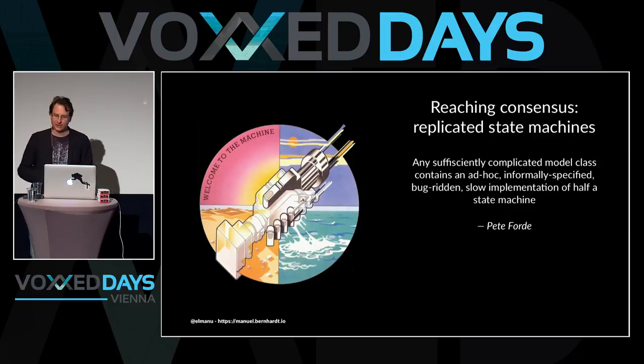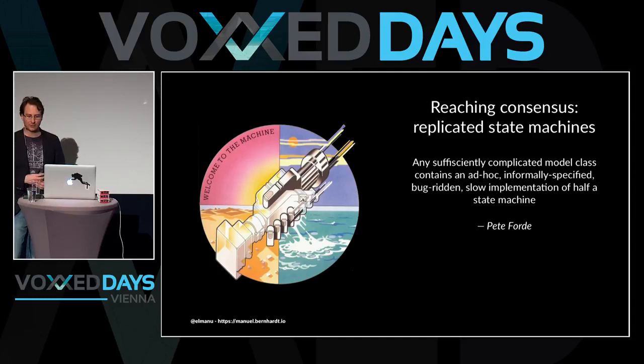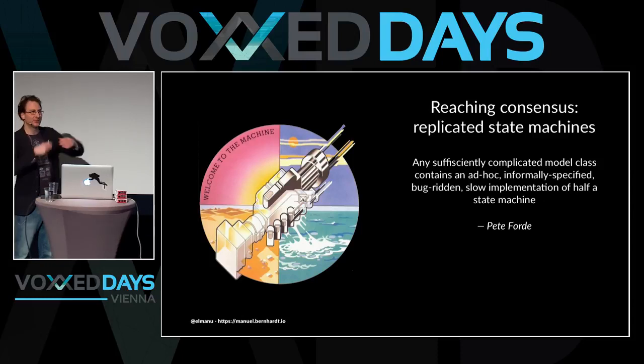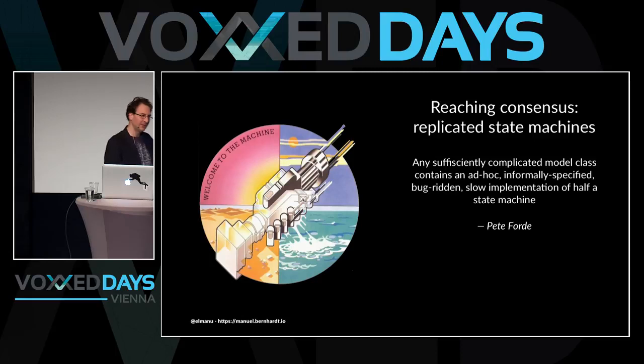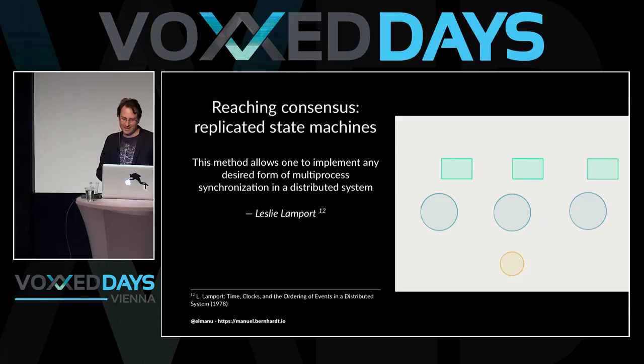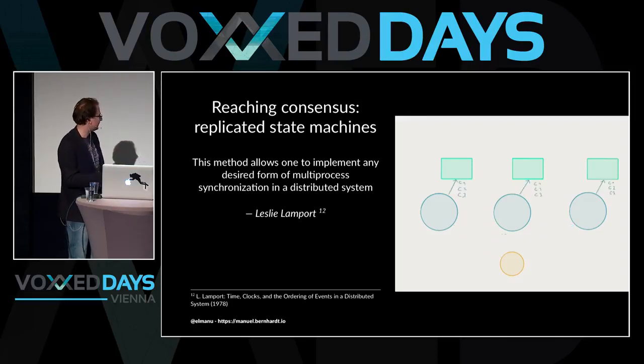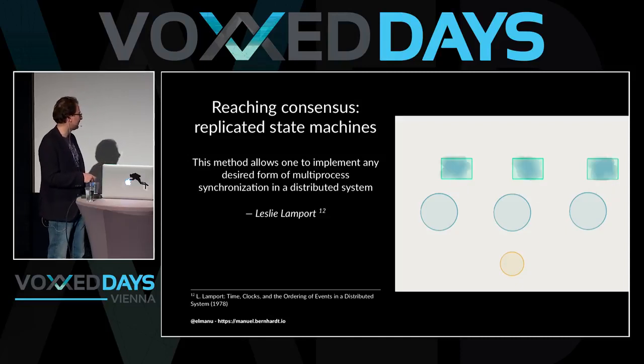Any sufficiently complicated model class contains an ad hoc, informally specified, bug-ridden, slow implementation of half a state machine. So very often we don't like to build state machines. We prefer to build our own stuff. And then when it grows way too complex and we have solved 152 Jira tickets, then do we realize that maybe we should have built a state machine to start with. And that, again, is a concept that was first expressed in Leslie Lamport's Time, Clocks, and the Ordering of Events in a Distributed System. It's the idea of using a replicated state machine.